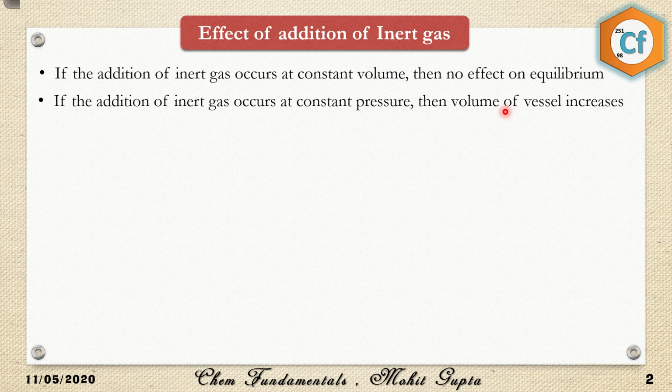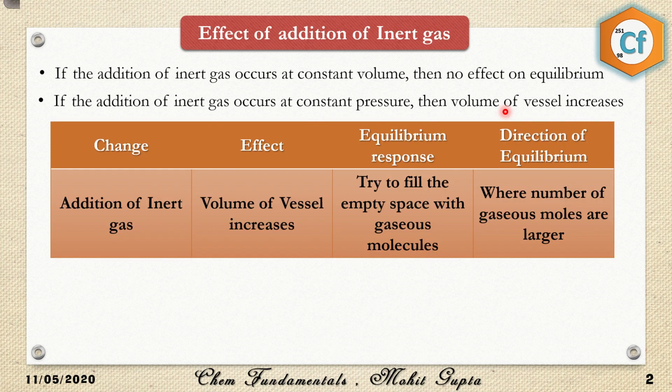So in this case, we can see that volume is increasing, and we know if volume increases, then equilibrium shifts to that side where the number of molecules is more. Okay, it can go either in the forward direction or in the backward direction depending upon where the number of molecules is higher. So here again I have made this table. In the first column I have written change, then what is going to be affected, how equilibrium is going to respond, and at the end we'll be talking about the direction of equilibrium.